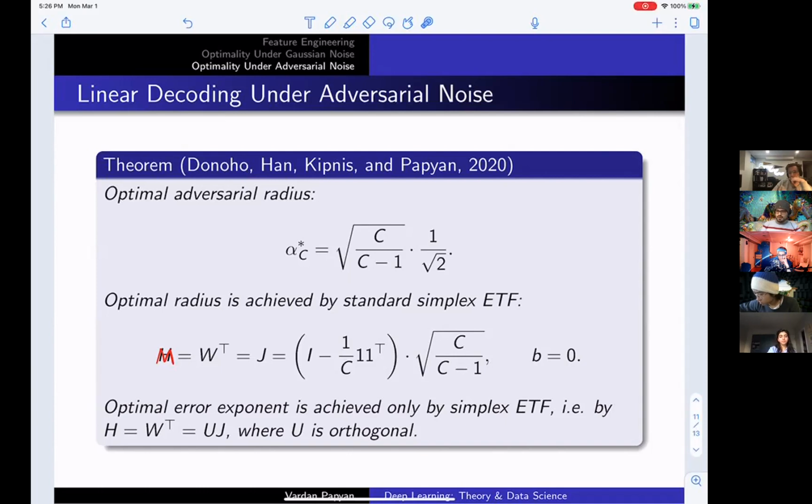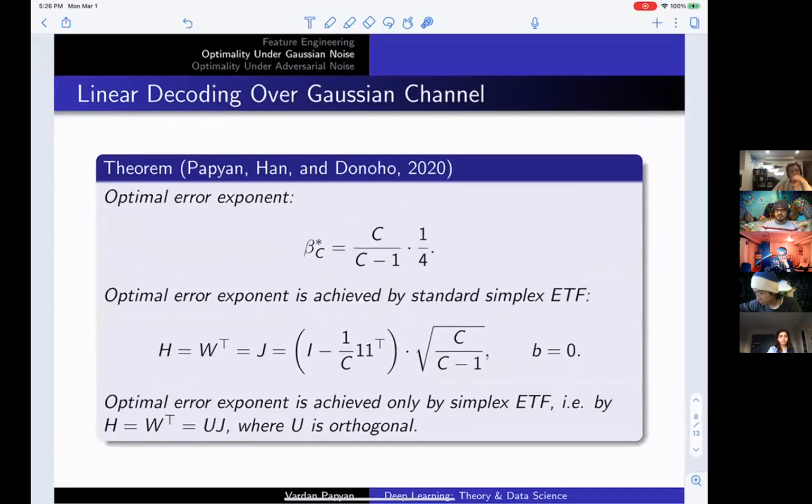And you can show an analogous theorem for the previous setting we were discussing that you seem to like less. In this setting, you can also show that if you're trying to optimize this large deviation error exponent, which is basically misclassification under very small noise levels, then the optimal performance is going to be achieved when your classifier is equal to a simplex ETF and your class means are equal to a simplex ETF.